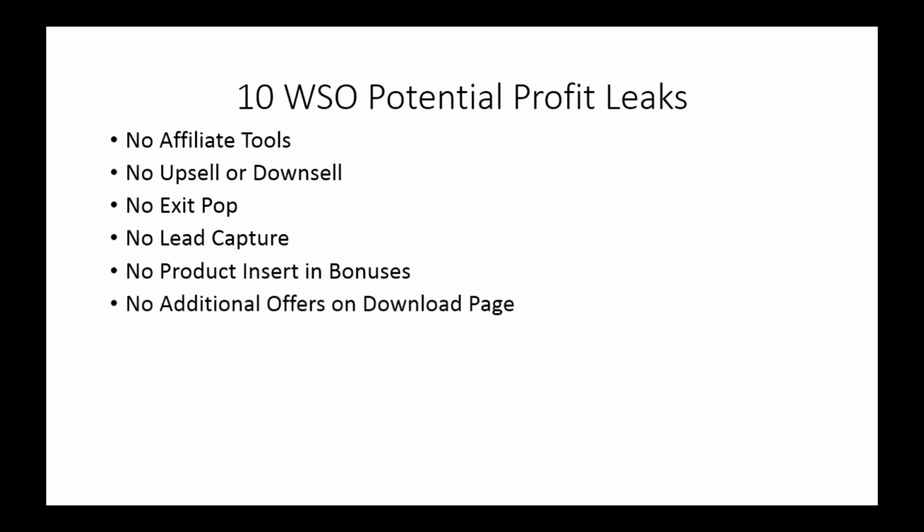Okay, no additional offers on the download page. This is really important. When your buyer comes to actually make the purchase, you should have all of your additional, at least your relevant additional products available to them so that they can see them, so they can see the link, so they can make a decision. You should have a graphic and a link to your additional products on your download page.